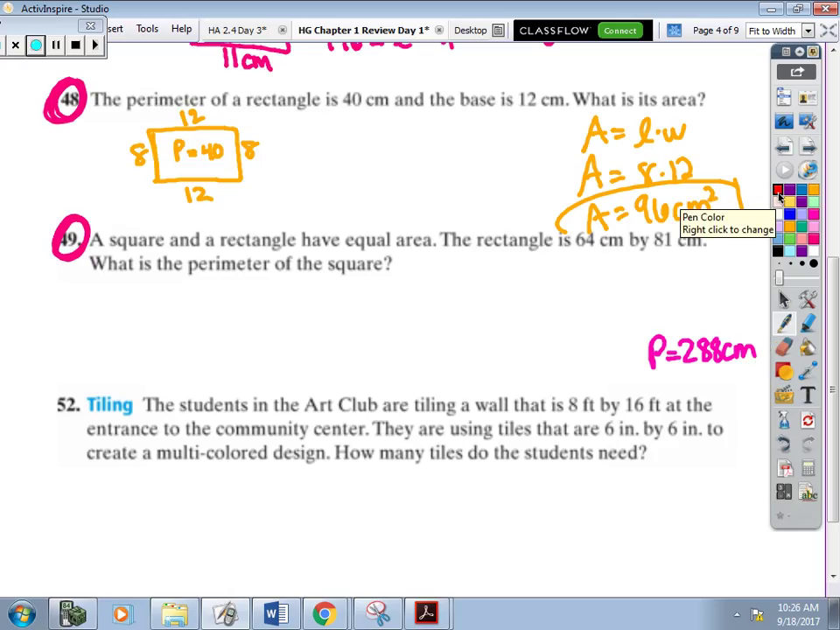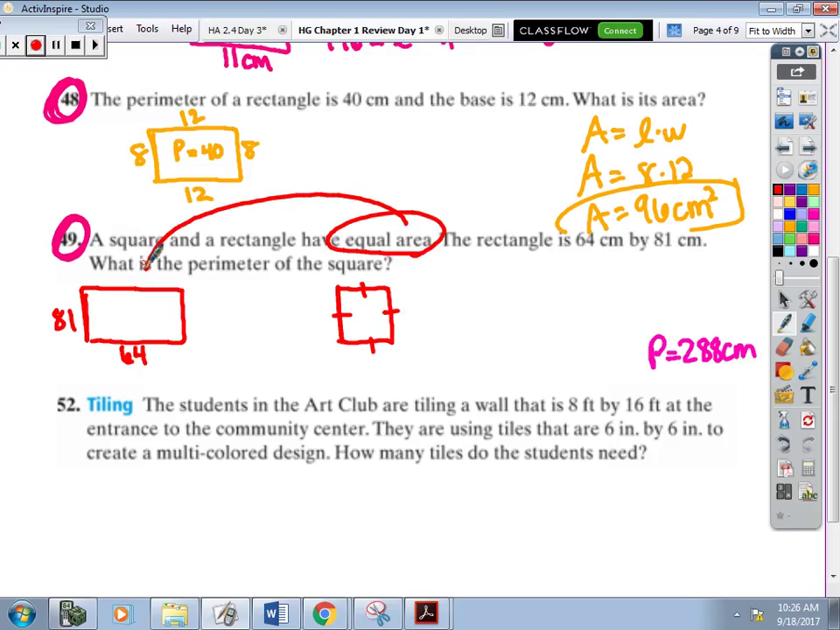So it says a square and a rectangle have equal area. They give me the dimensions of the rectangle. They are 64 by 81. We don't know the dimensions of the square, but we do know that a square has 4 congruent sides. Okay? Now, if they have the same area, let's go ahead and find the area of that rectangle. So just multiplying 81 times 64, and I'll get that the area of this is 5,184 square centimeters. So they're telling me that they have the same area, which means the area of this square is also 5,184 square centimeters.